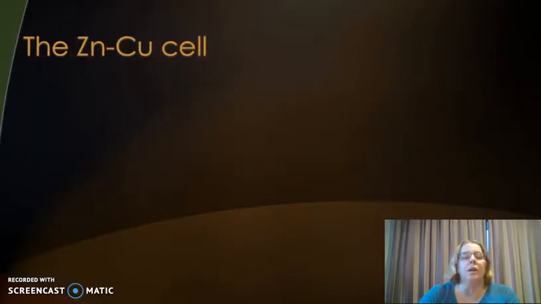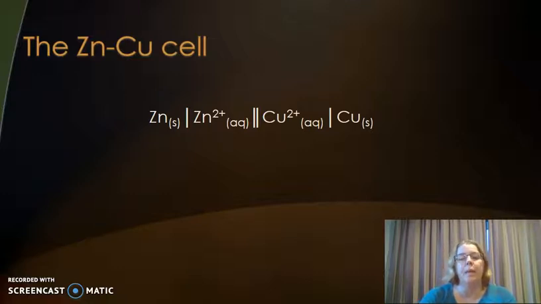So what does it look like? Well, if we imagine the zinc and copper cell that I made in class the other day, where we had zinc turning into zinc ions in one reaction and copper ions turning into copper metal in the other reaction, we would write that in this way. On the left-hand side of that double slash, we've got the zinc metal turning into zinc ions. On the right-hand side of that double slash, we've got the copper ions turning into copper metal.